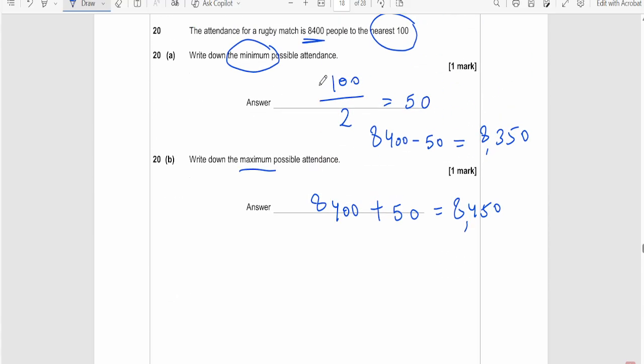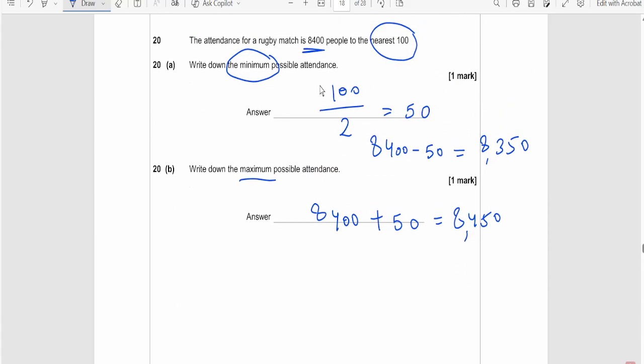Okay, let me ask you a similar question. Suppose you have 2300. You get this number after rounding a number to the nearest 100. Okay, tell me the minimum possible number. Minimum. Okay, so we do 50, take away from 2,300.